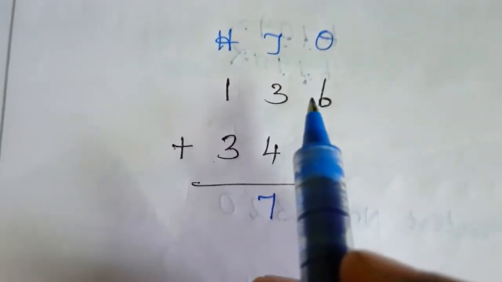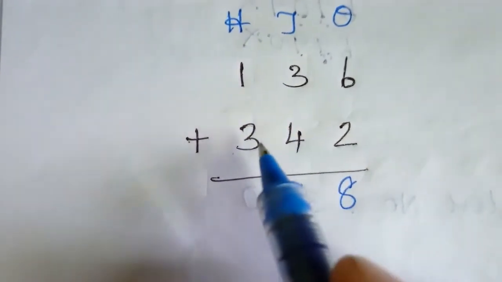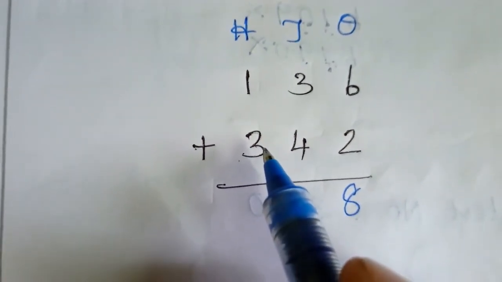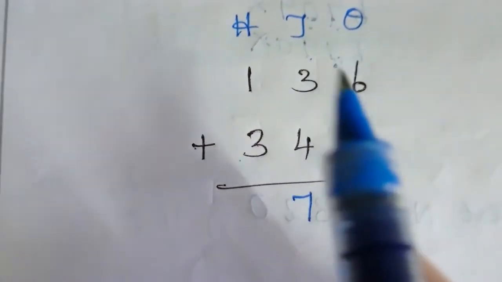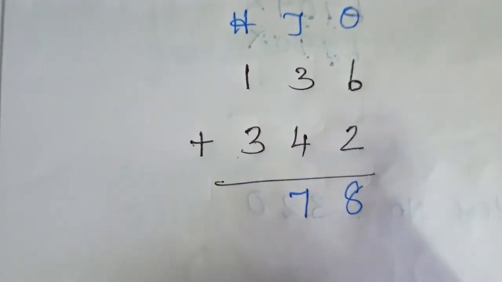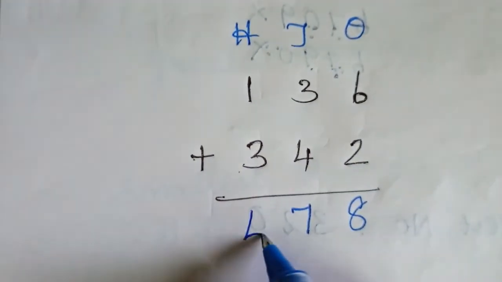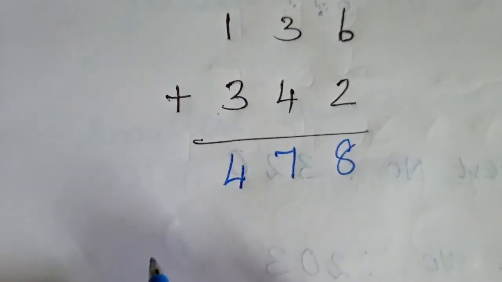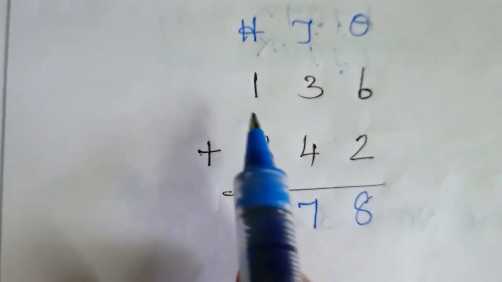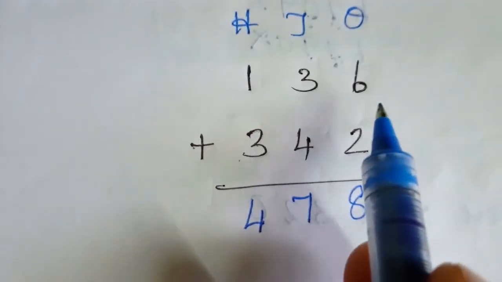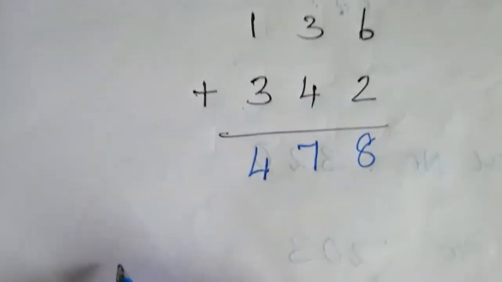And next what do you want to do? Yes, add the numbers in the hundred place. 1 and 3. The bigger number is 3. So you have to keep 3 in mind and take 1 in your finger. So 3, after that 4. Okay. So the answer is 478 while adding 136 and 342.